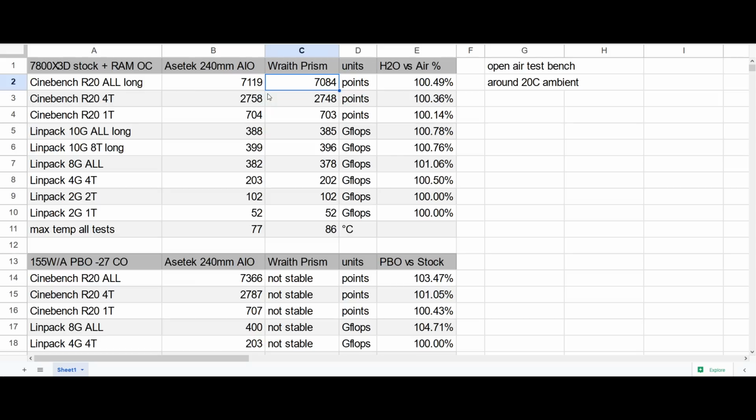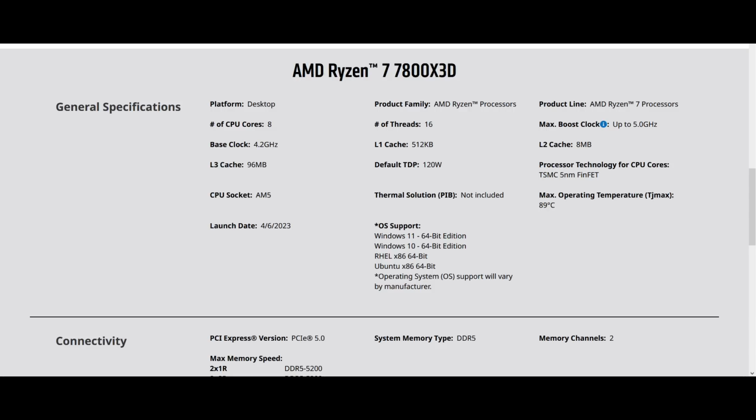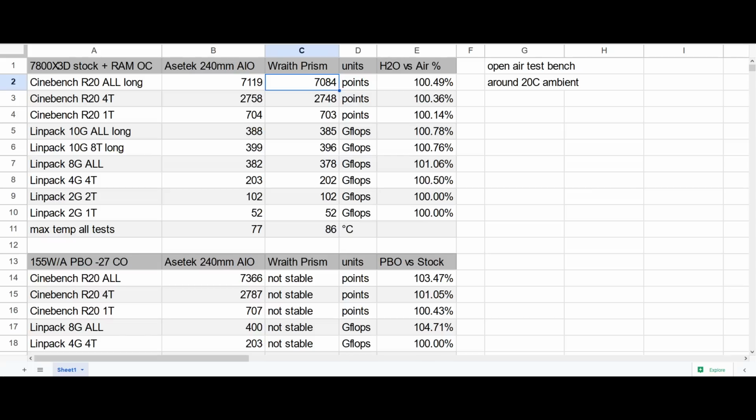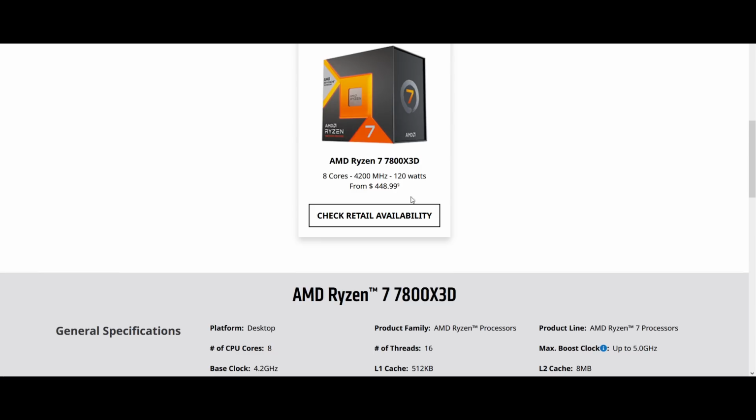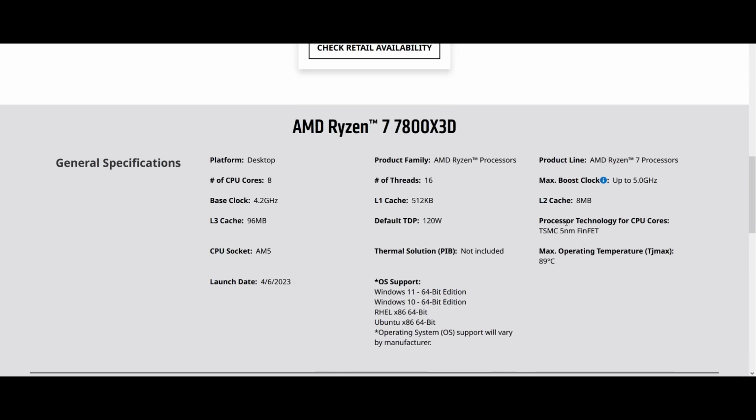There's no box to contain the heat. But anyway, Wraith Prism on a 7800X3D is actually surprisingly viable. I'm kind of surprised that AMD didn't include a Wraith Prism as a stock cooler for the 7800X3D. It wouldn't have been a completely terrible idea. But I guess they also make some extra profit by not including a box cooler.